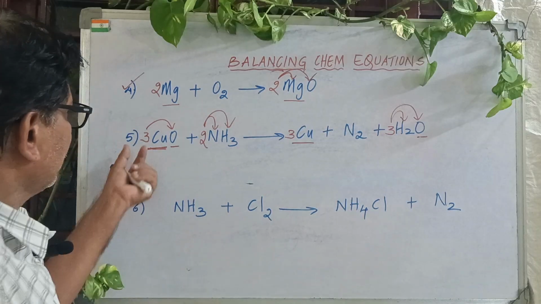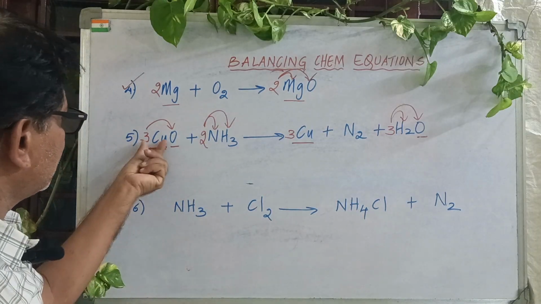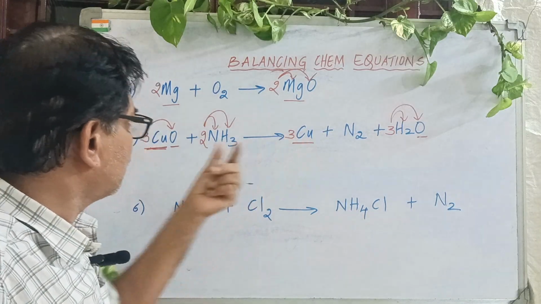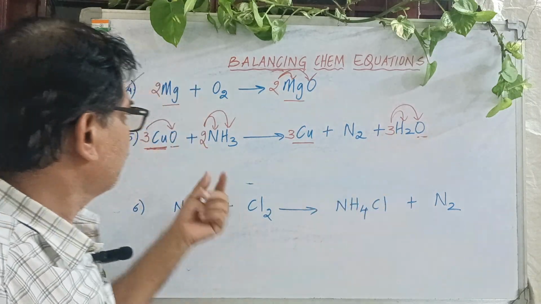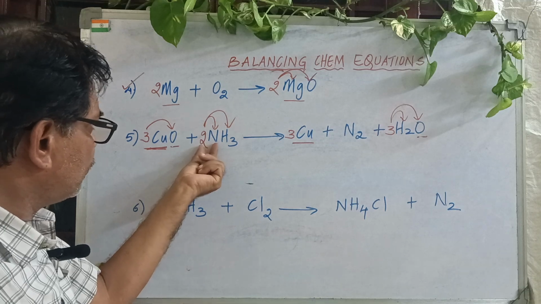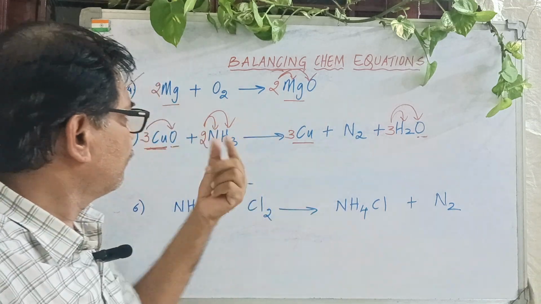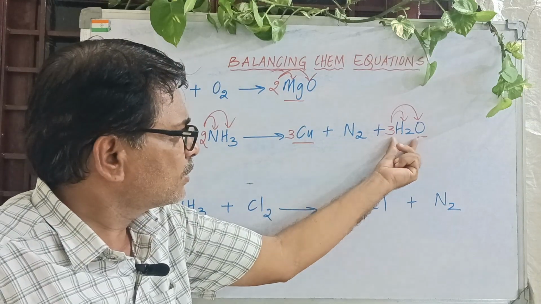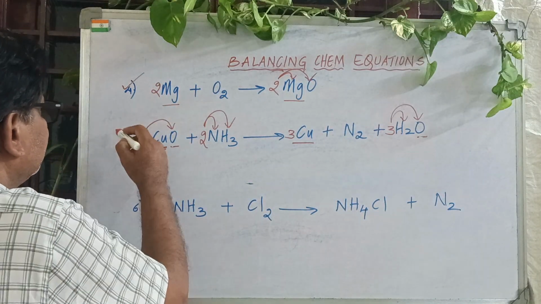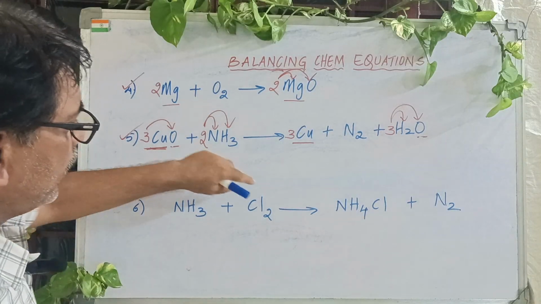So now check it out. Copper is 3, this side also copper is 3. Oxygens are 3, here also oxygens are 3. Nitrogens are 2, nitrogens are 2. Hydrogens are 6, hydrogens are 6. So it's balanced.